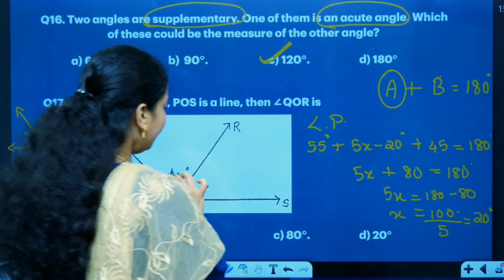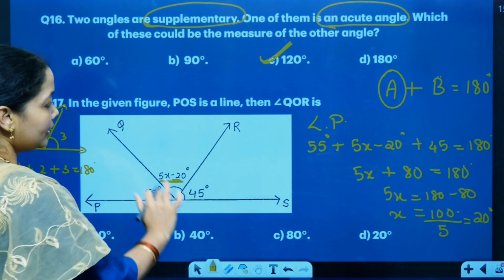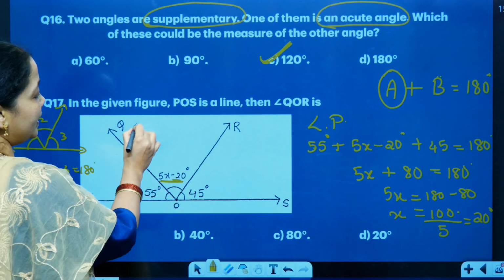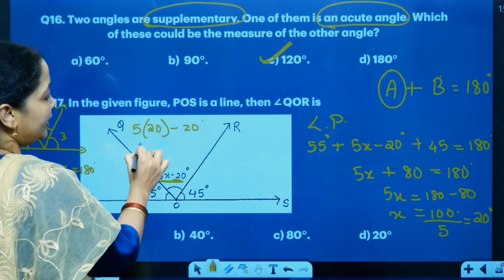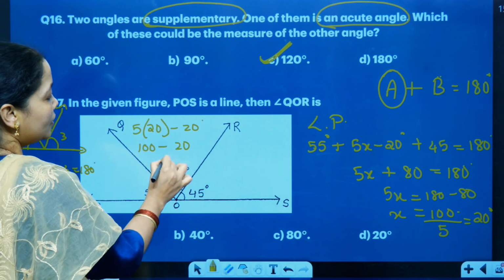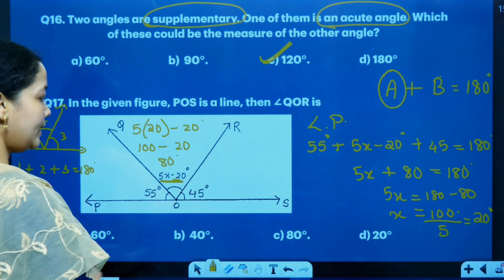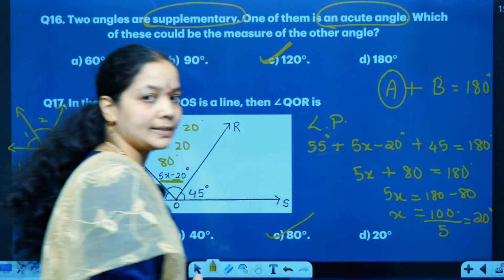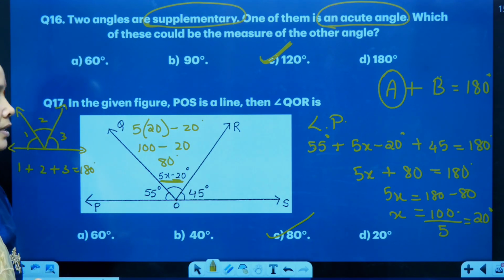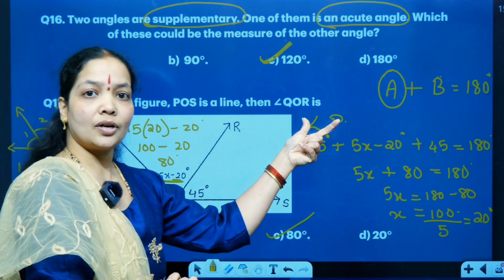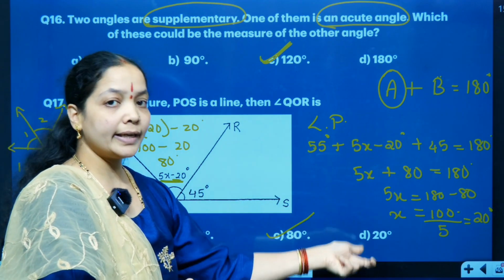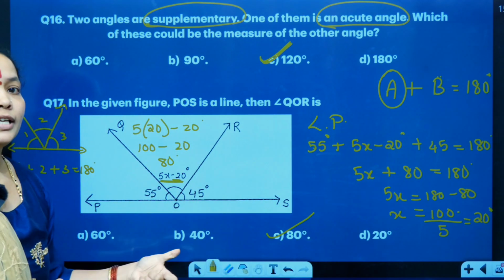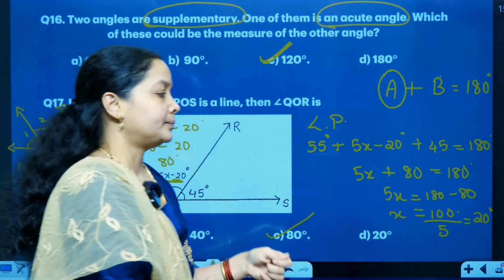I got the value of x as 20 degrees, but the angle QOR is 5x minus 20. That is 5 into 20 minus 20. 5 20s is 100 minus 20. So my angle QOR is 80 degrees, which is option C. Option C is matching up. So in this, you should know the concept called linear pair and the sum of angles, and solving without errors, finding x and substituting back is the only way of solving the question.